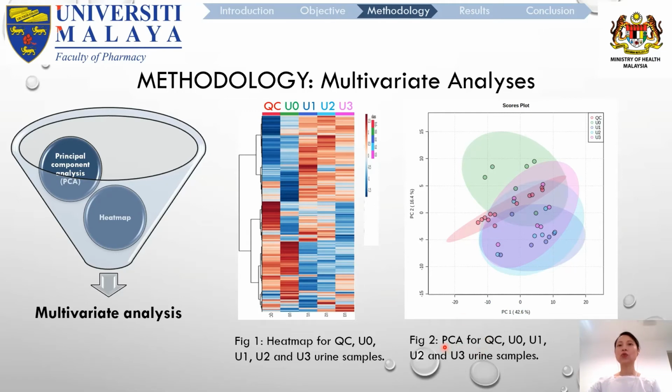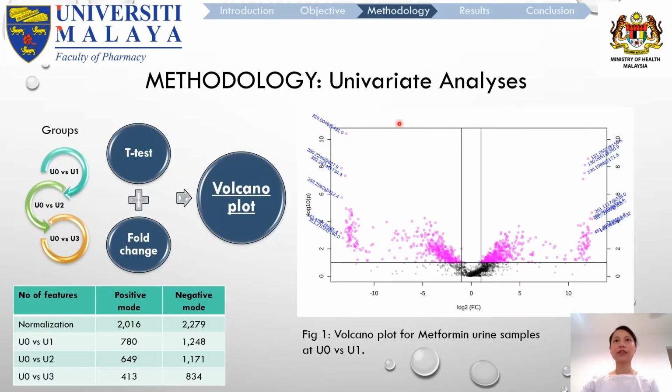Figure 2 is the PCA. We can see the QC are gathered at the center in red color. The green color is U0, slowly shifting down to the dark blue color at U1, light blue U2, and the pink is U3. Next will be the univariate analysis.